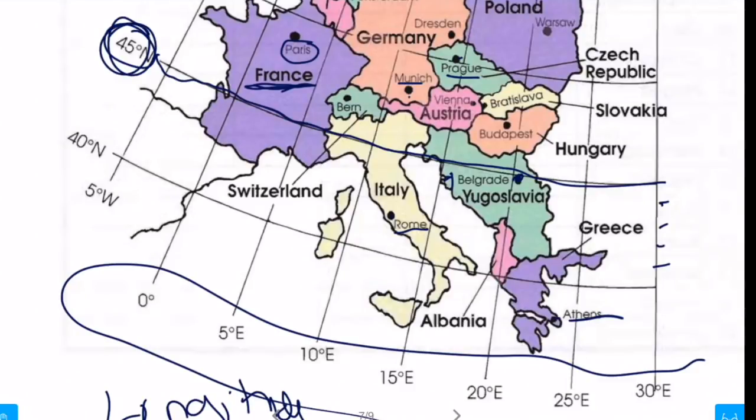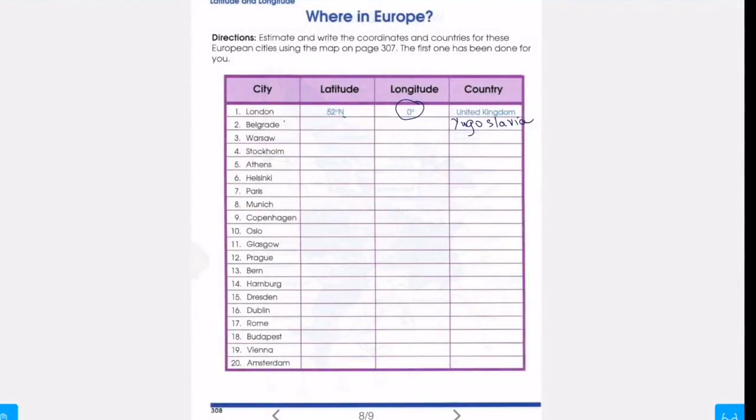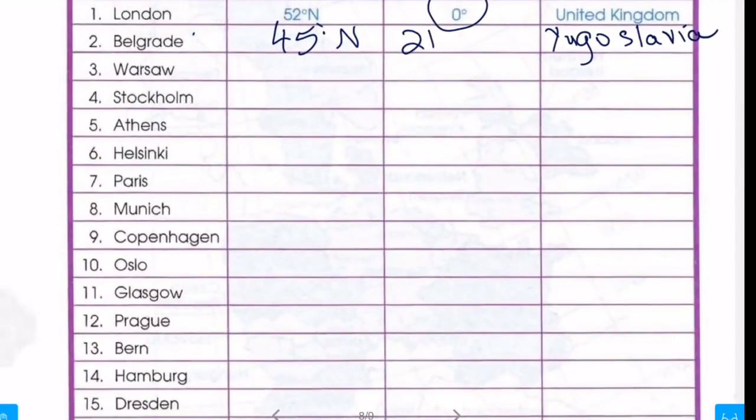When I am looking at the longitude, I'm following the line that's closest. It is 20 degrees east, and it's between 20 and 25. So I need to make sure that my answer, if it's not 20, is larger than 20. And I'm actually going to estimate that it's over a little bit, that it is 21 degrees east. So when I write down my answer, it's going to be 45 degrees north, 21 degrees east. So 45 degrees north is my latitude, 21 degrees east is my longitude.